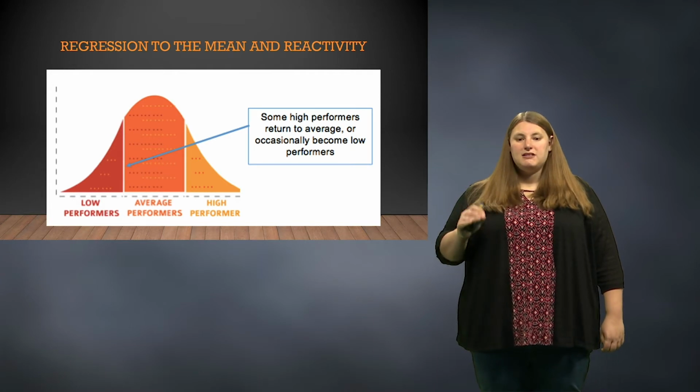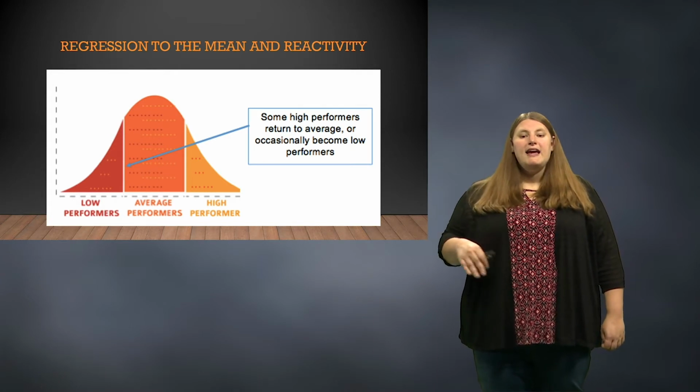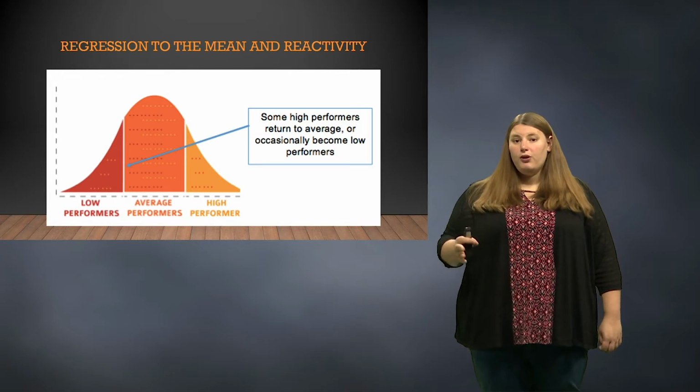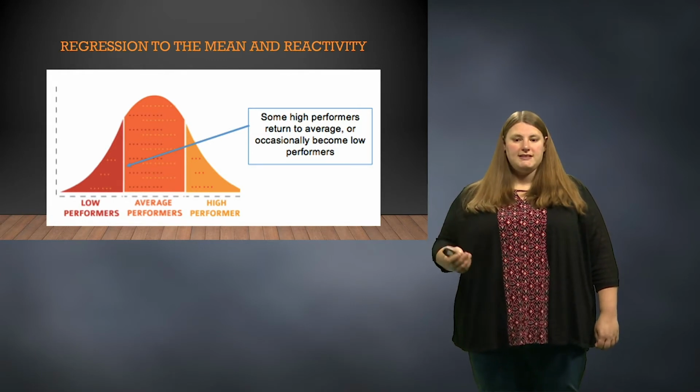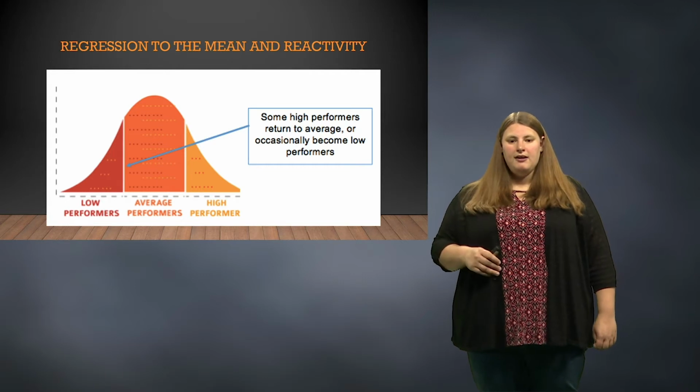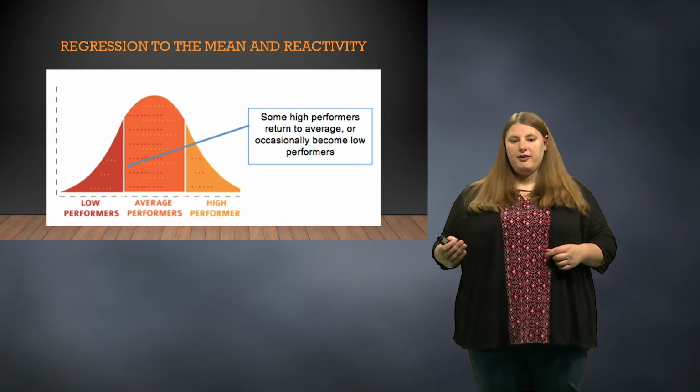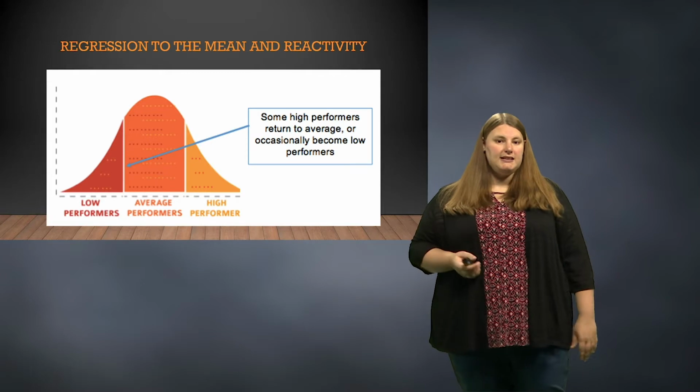One of the best ways to reduce a reactivity concern is to use a natural experiment or to use the Solomon four-group design that you learned about earlier, because this is going to limit the number of observations that are conducted on some of the groups in the experiment.